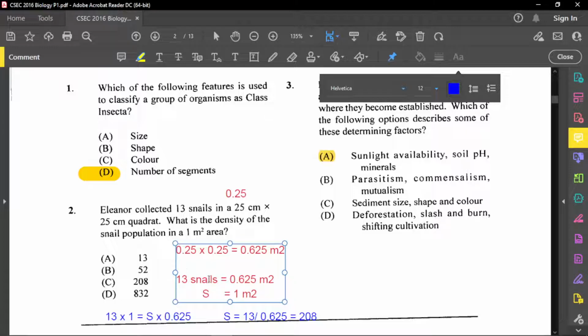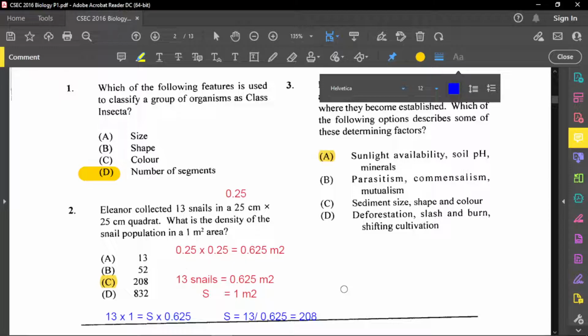I know that these two ratios are equal to each other, so I'm going to cross multiply: 13 by 1 and S by 0.625. So I have 13 times 1 and S multiplied by 0.625. I make S the subject of the formula, so S is equal to 13 times 1, which is still 13, divided by 0.625. What I get is 208. So definitely C is our answer. There are many ways to work around it, but I think this method is easy for most persons to follow and to see the logic behind it.